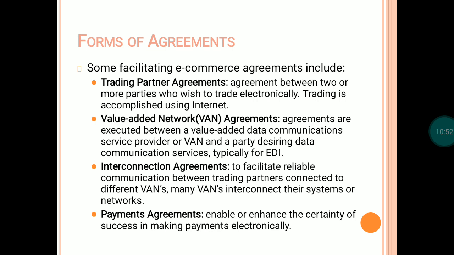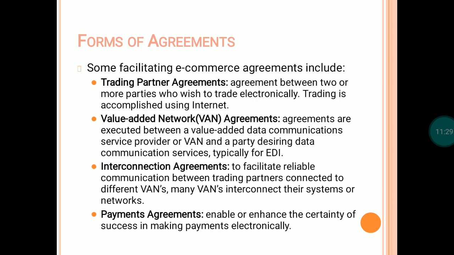Simple. Now, interconnection agreements. An interconnection agreement is used to facilitate reliable communication between trading partners connected to different WANs, and many WANs interconnect their systems or networks. तो interconnection agreement में क्या होगा कि जो बहुत से WANs को connect करके आपस में हम interconnect हो रहे हैं। So basically क्या है ये कि इंटरकनेक्शन हो रहा है किसका, वैन का। अभी तक तो हम एक ही वैन की बात कर रहे थे, but when multiple businesses are to be connected, they are to be connected using WAN. Now payment agreements are there.